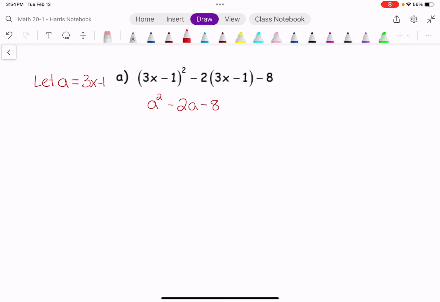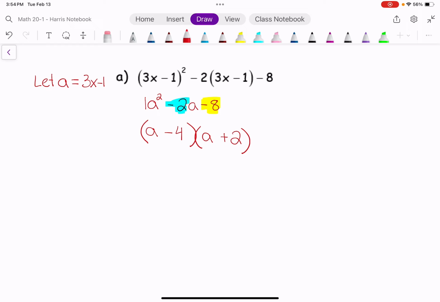Now I have a three-term trinomial with a coefficient of 1 at the beginning. I know how to factor that super easily. I go bracket, bracket. I need to find two terms that multiply together to get -8 and add together to get -2. I know they both have to have an A, and it's going to be -4 and +2. Perfect, I have this factored.